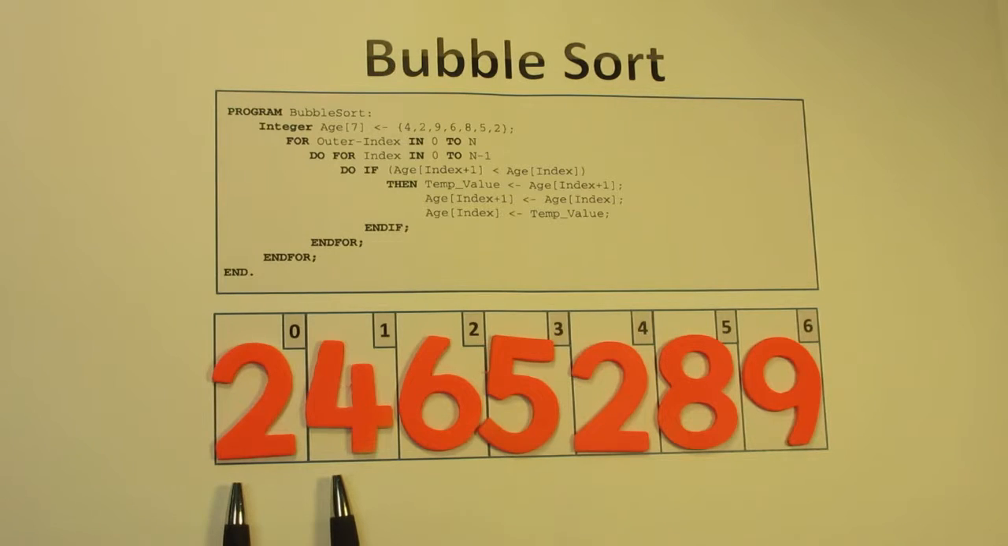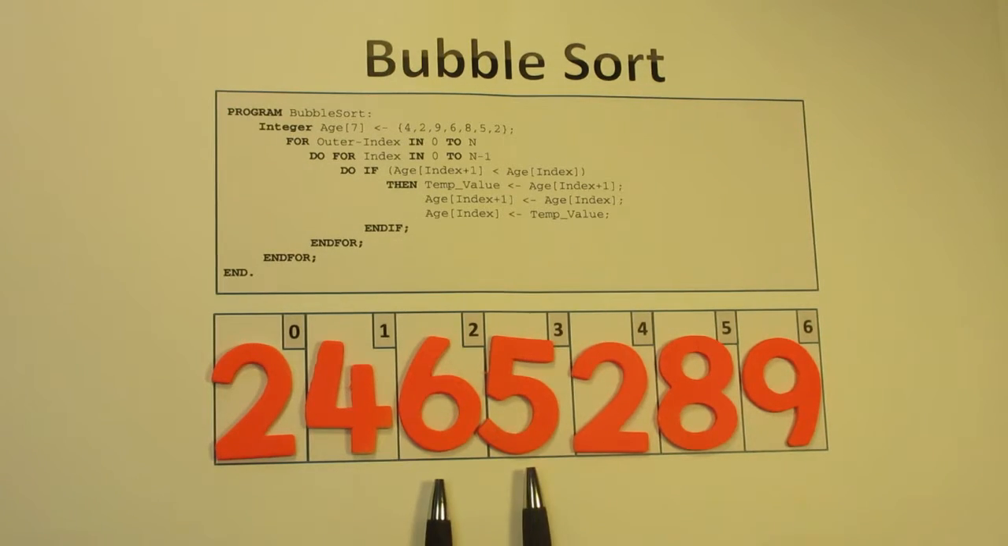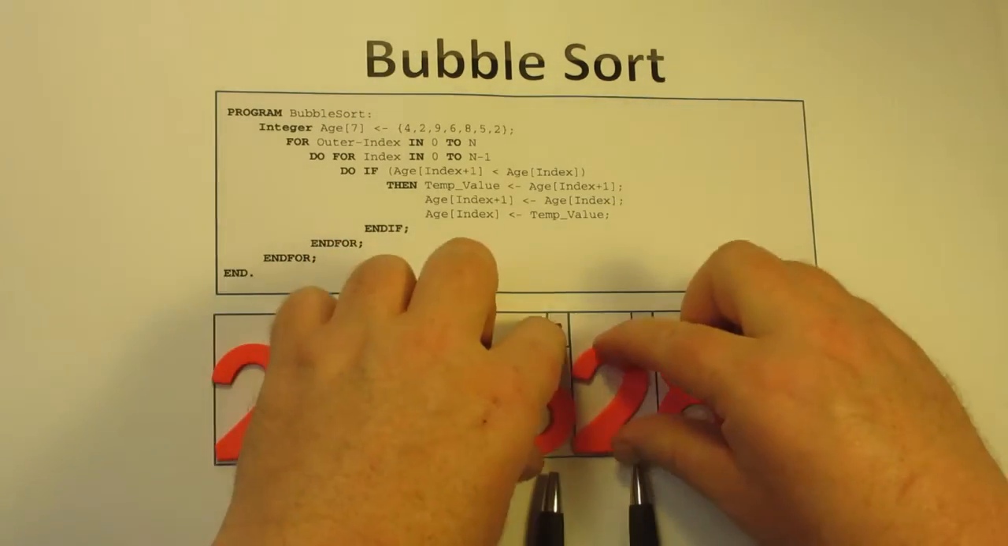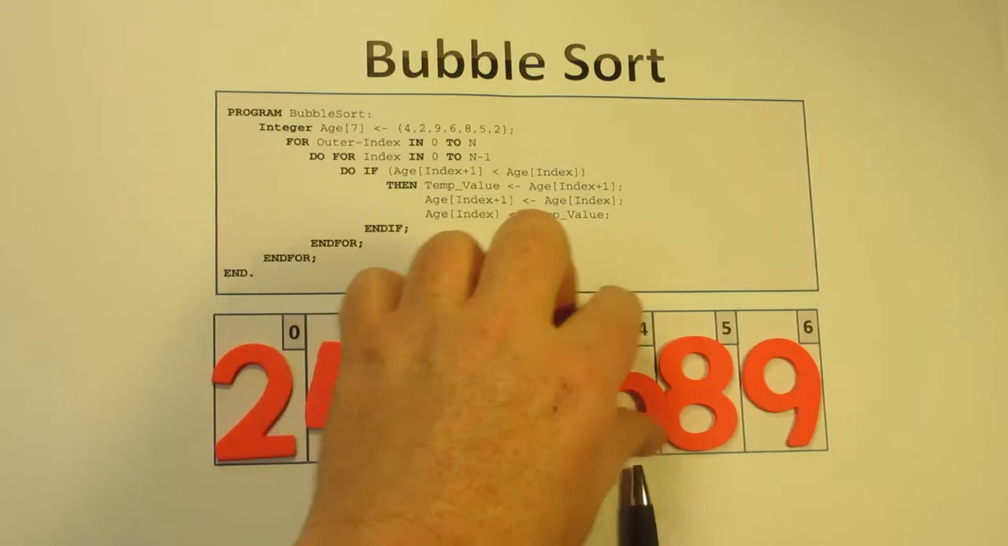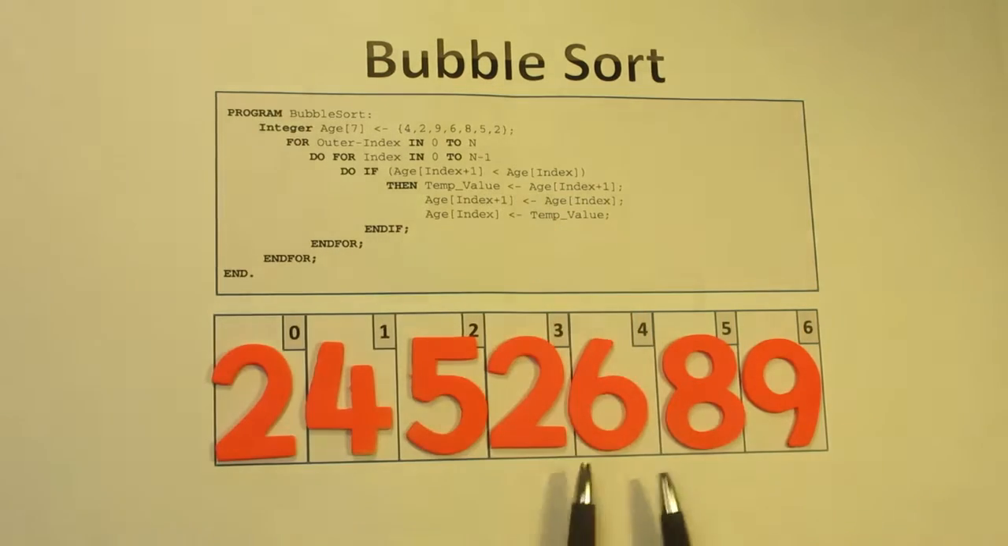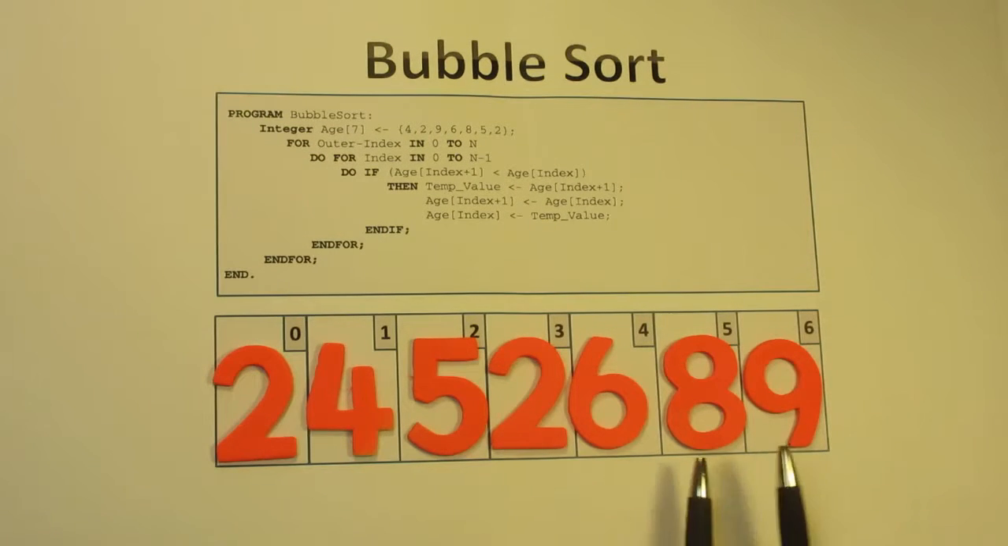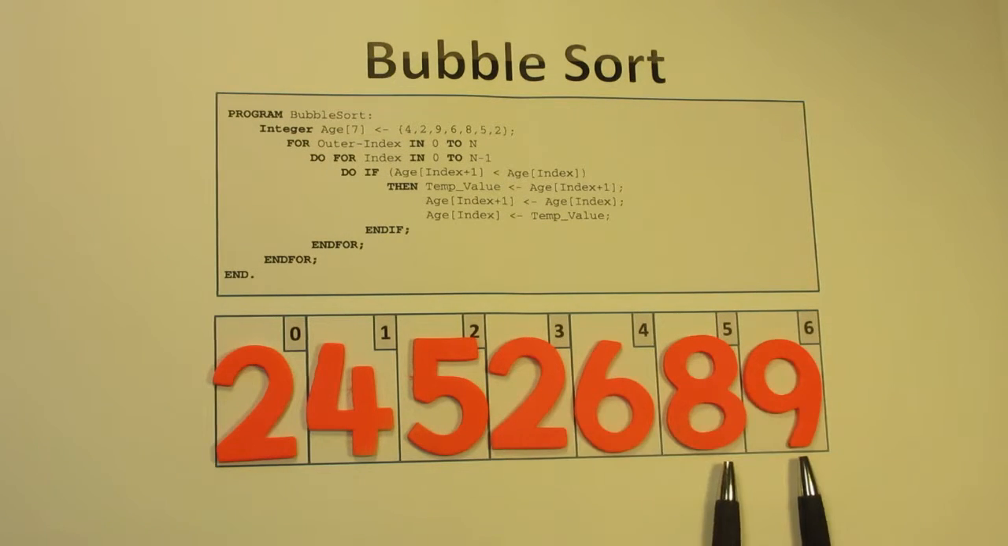Let's go to the start again. Those two are in the correct order. Those two are in the correct order. Those two are not, so we swap them around. The next two are not, so we swap them around. The next two are in the correct order. That is to say that the right one is bigger than the left. And the next two are in the correct order, because again, the right one is bigger than the left.